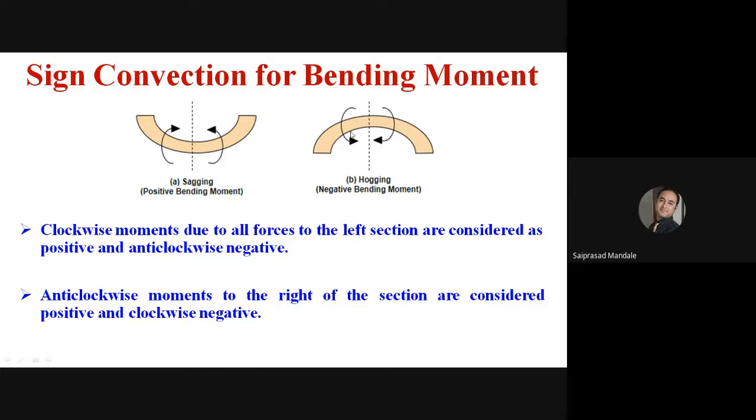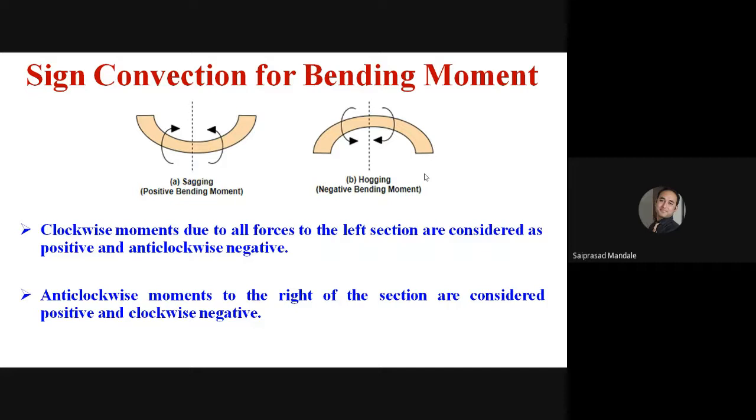And opposite to that, if on the left hand side the bending moment is anti-clockwise, it is taken as negative. Clockwise from the left hand side is taken as negative. In both cases, we are not considering right now the forces and moments acting on the right hand side. We are focusing on the forces acting on the left hand side only.